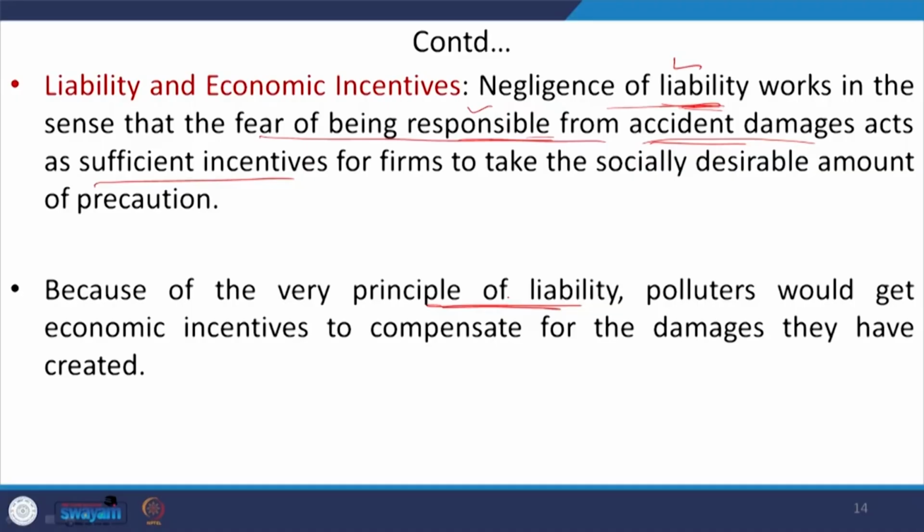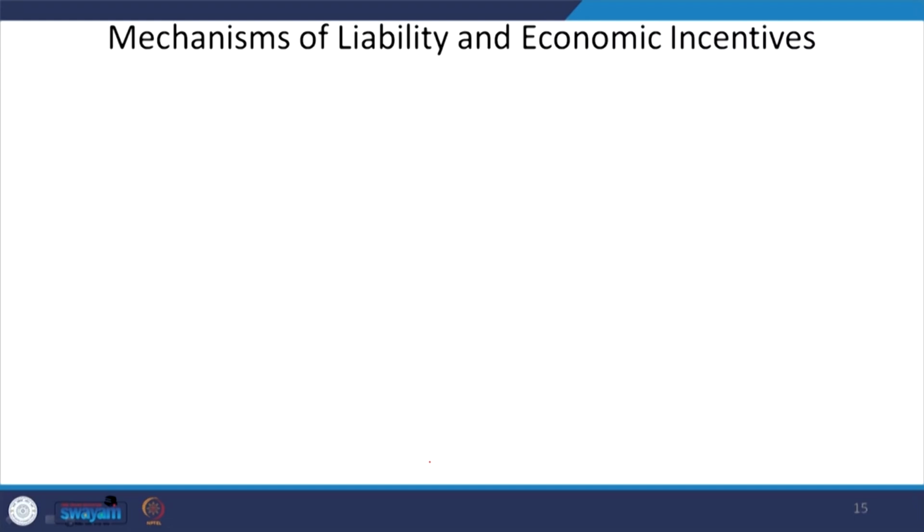And because of this very idea of liability, the polluters now get economic incentives to compensate for the damages they have generated.